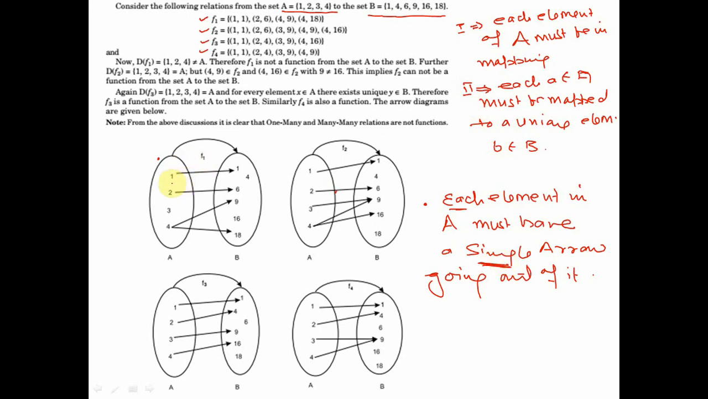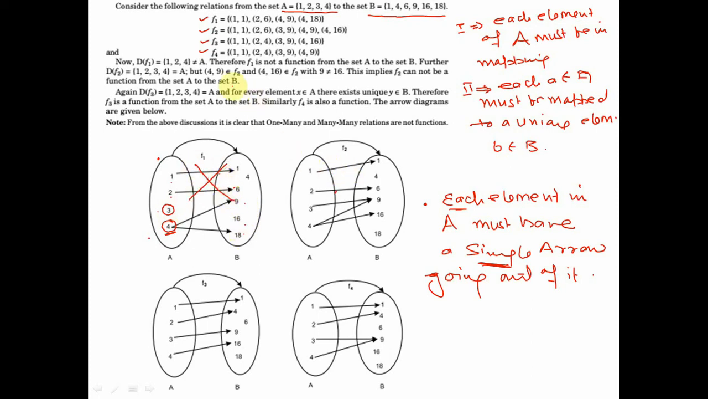Now let us see over here. I have an arrow going out of 1. I have an arrow going out of 2. I do not have an arrow going out of 3. And I have 2 arrows going out of 4. So both the conditions are being violated. What does it mean? One of the elements from the set A is not participating. And the second, element 4 of the set A has two distinct mappings, 9 and 18. So this is not a function.